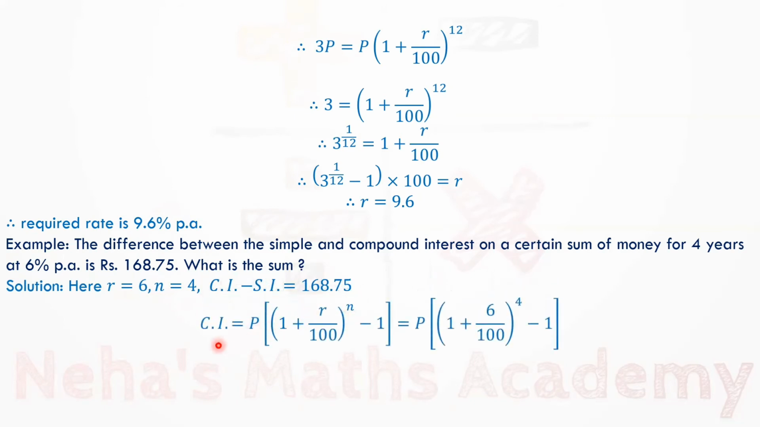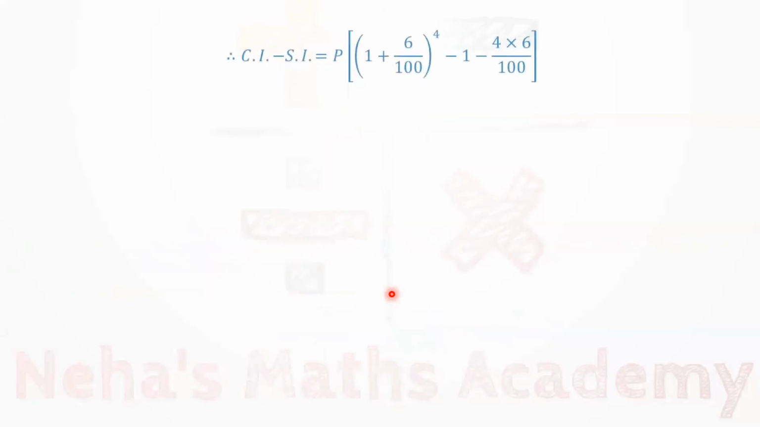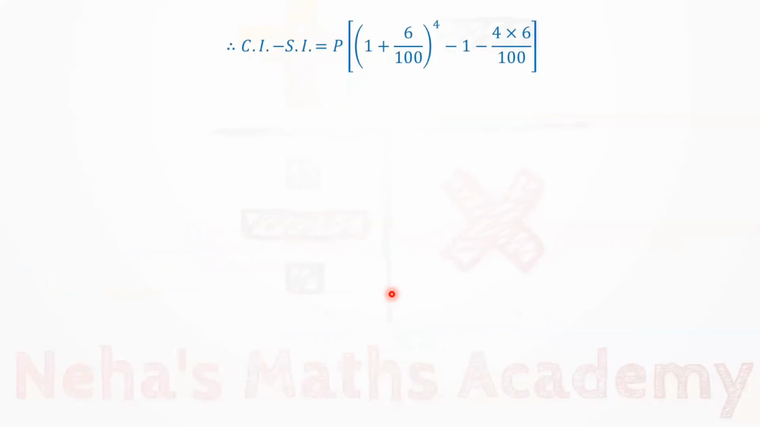The formula for compound interest is P into (1 plus R upon 100) raised to n minus 1. Just substitute the values of R and n. Now, simple interest is PNR upon 100. Now, take the difference of compound interest and simple interest. So, compound interest minus simple interest is P times ((1 plus 6 upon 100) raised to 4 minus 1) minus 4 into 6 upon 100.